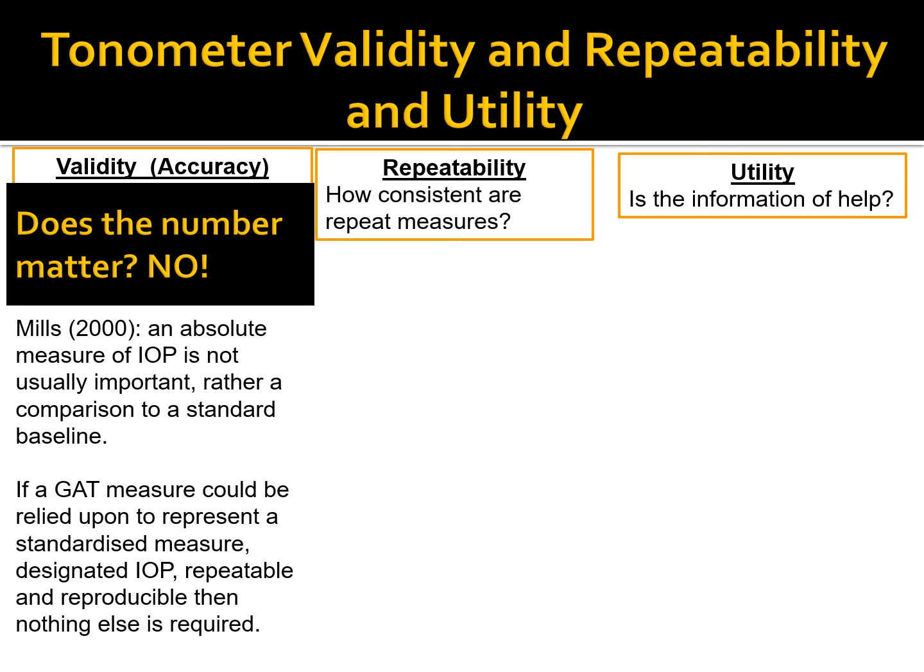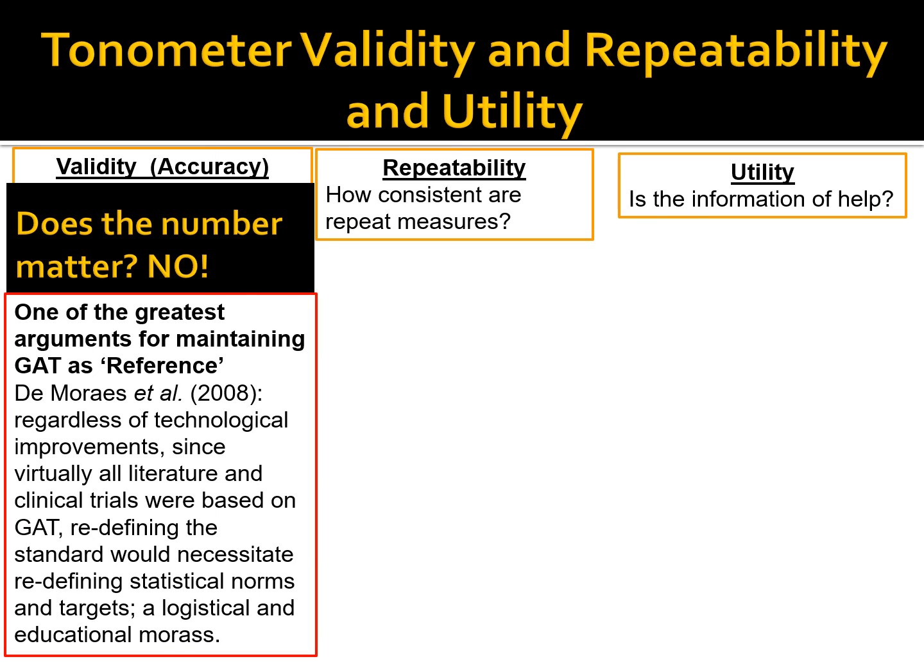If a gap measure could be relied upon to represent a standardized measure that we designate IOP, it doesn't matter if it's 2 or 3 mils below or above, so long as it's repeatable and reproducible, then nothing else actually is required. And indeed, that's one of the greatest arguments for maintaining GATT as a reference. These authors say, regardless of technological improvements, since virtually all literature and clinical trials were based on GATT, this is going on 70 toward 80 years, redefining the standard would necessitate redefining statistical norms and targets, which would be an absolute nightmare.